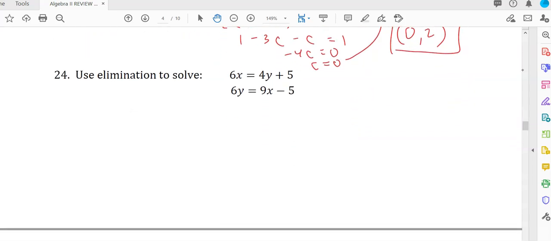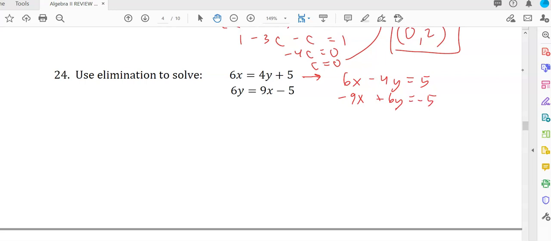Elimination, first thing you have to do is get all the x's and y's on the same side in the right order. So this first equation will become 6x minus 4y equals 5. The second equation would be negative 9x plus 6y equals negative 5.